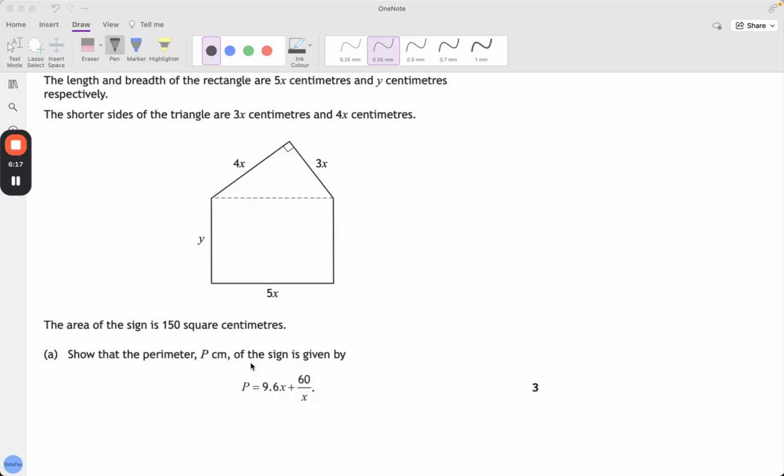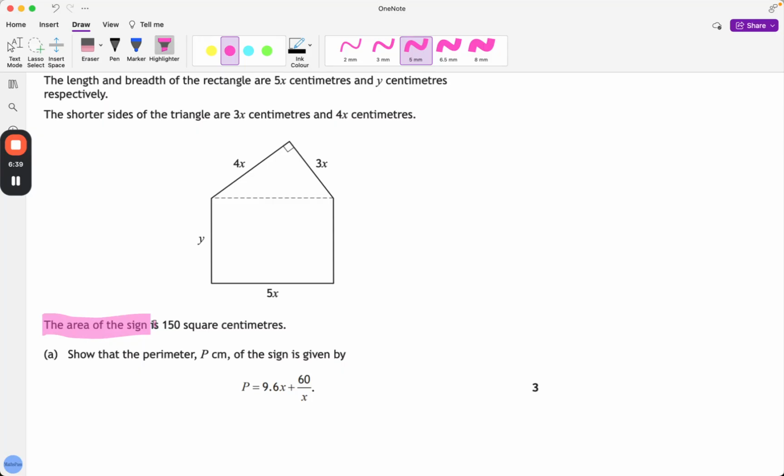The issue that we currently have is that we've got a y included. And so if we try and figure out what our perimeter is, we're going to say it's 5x plus y plus 4x plus 3x plus y. So we've got these 2 y's here that we don't want in our final equation. So we have to do a little bit more extra work to get that in the first place. But you're always given some useful information, and that useful information is that the area of the sign is 150 square centimetres. So we're going to use that information to try and rewrite y in terms of x.